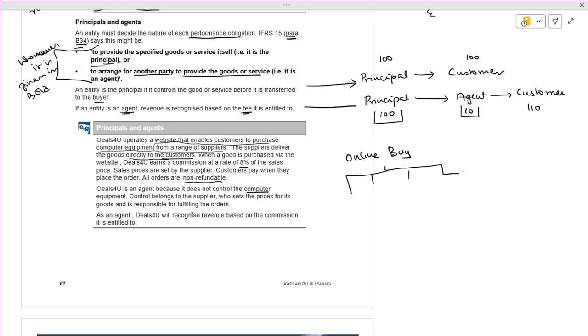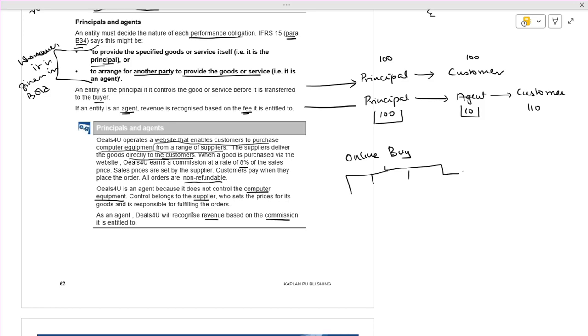If you have control over the ownership of the asset, then you will be the principal. If you don't have ownership of the asset, then you are going to be an agent. Control belongs to the supplier, who sets the prices for goods and who is responsible for the goods. Now you can say, as an agent, OWLS will recognize revenue based on commission.